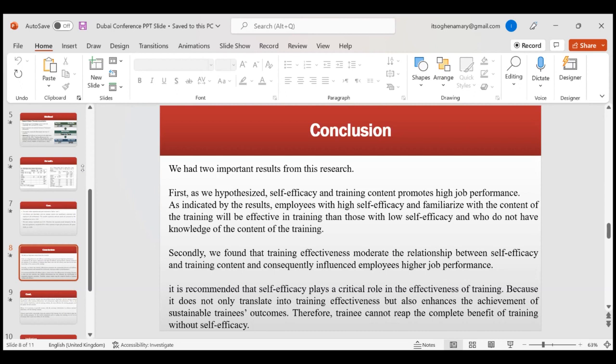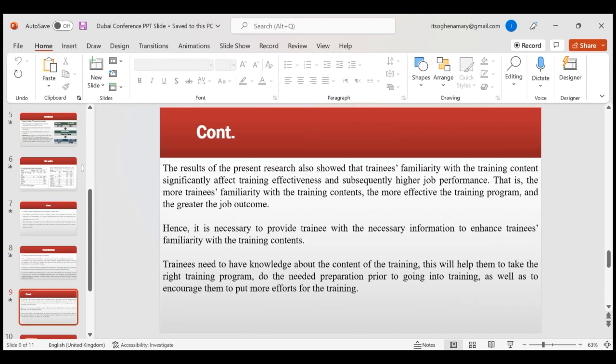The employee, the trainee, must demonstrate that ability. They must be willing before we say the training can be effective. The results also show that familiarity with the training content matters. Trainees are those who want to receive training. Their familiarity with the training content will affect the effectiveness and also employee job performance.